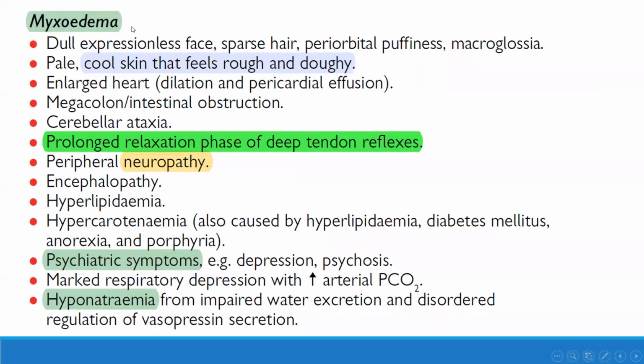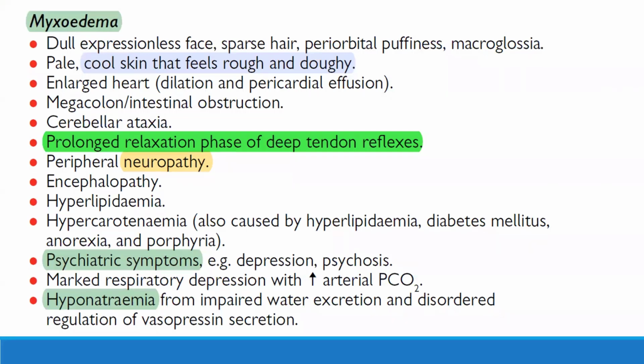And this is a severe form of hypothyroidism, which is myxedema: dull expressionless face, cool skin that feels rough and doughy, enlarged heart, dilatation and pericardial effusion, and I will show a picture of it. Megacolon, cerebral ataxia, prolonged relaxation phase of the deep tendon reflexes, and also may present with peripheral neuropathy, encephalopathy, hyperlipidemia, hypercarotenemia, and psychiatric symptom.